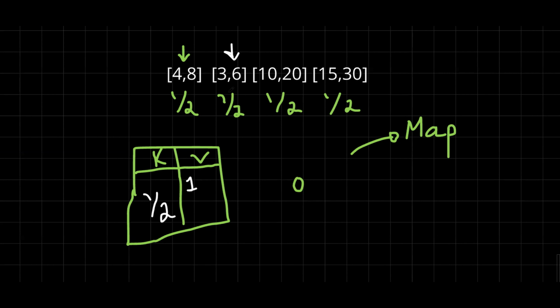Here 3, 6, their ratio will be 1 by 2 once more. So now we will check whether 1 by 2 is present on the map or not. Yes, 1 by 2 is present on the map and the corresponding value is 1. That means by using this 3, 6, we can make one possible interchangeable pair, which is this.